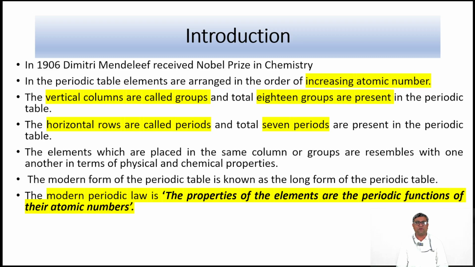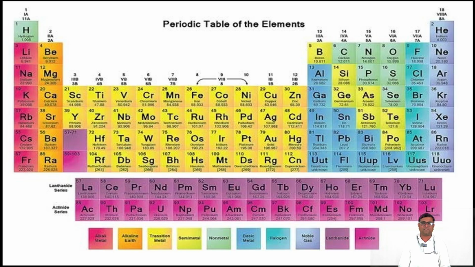The modern form of the periodic table is known as the long form of the periodic table. The elements which are placed in the same column or group have similar chemical and physical properties. This image indicates the periodic table. On the left side there is the S block. In the middle of the S and P blocks there is the D block, and at the right corner there is the P block. At the bottom there is the F block containing 2 series.